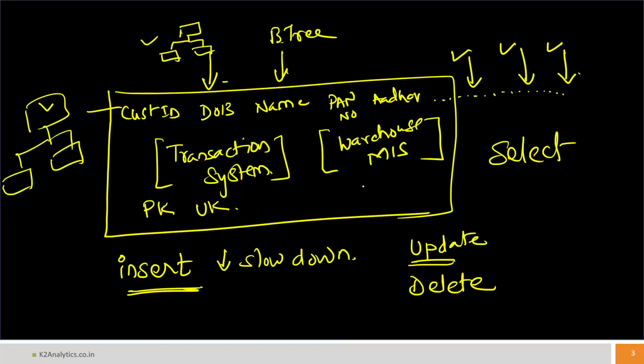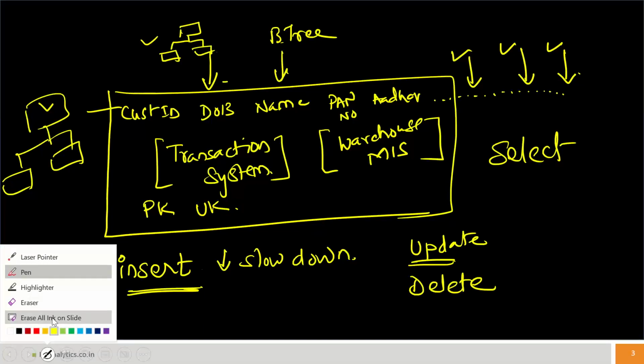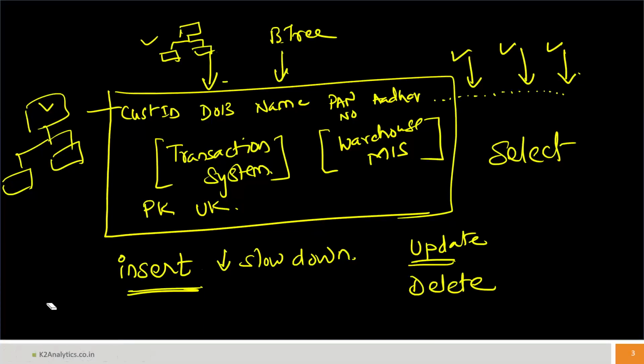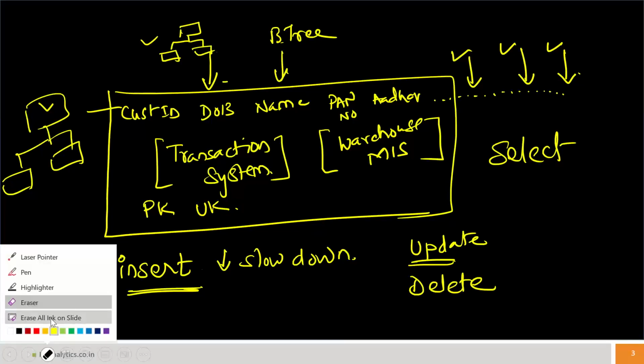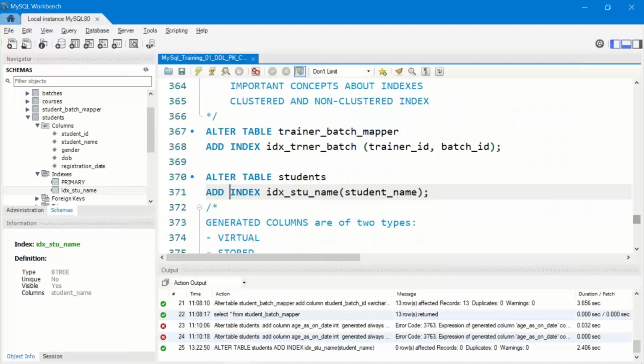Okay, so this is what we have on indexes. If we summarize, indexes are of two types: clustered, non-clustered. Indexes speed up select queries, slow down insert, update, and delete query. With this, I conclude the topic of indexes. I hope you got the concept. Indexes is more about concept.